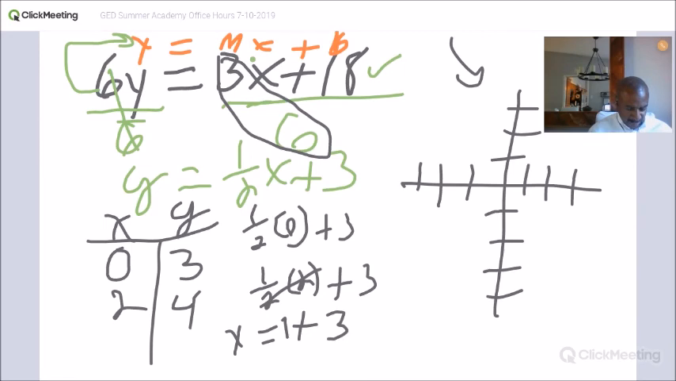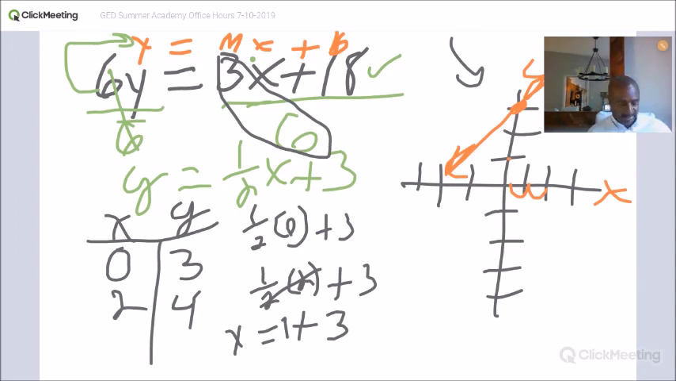So I can plot the first point on the x-axis and then on the y. I'm going to say 0 and then up 3: 1, 2, 3. And there's that first point. Then the next point is 2, 4. So come over here, 2 on the x-axis and go up 4. That's going to be about there. So now that's my line of that equation.